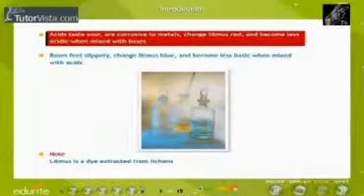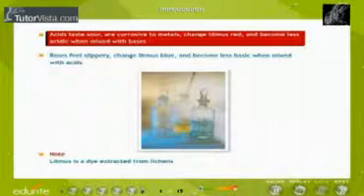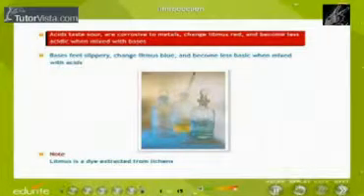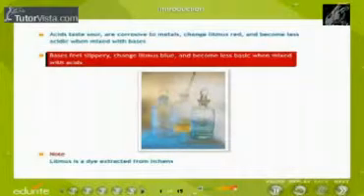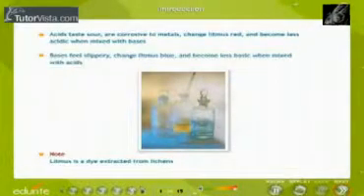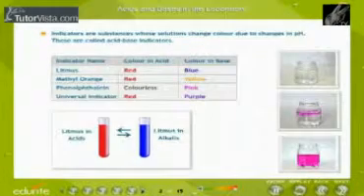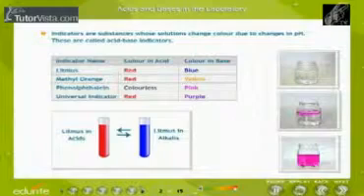Acids taste sour, are corrosive to metals, change litmus red, and become less acidic when mixed with bases. Bases feel slippery, change litmus blue, and become less basic when mixed with acids. Acids and bases in the laboratory.